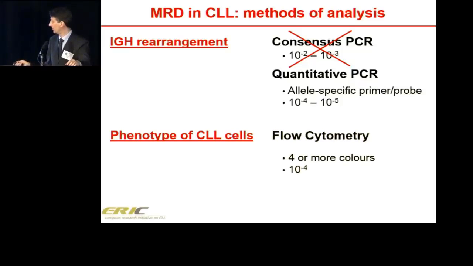For the flow cytometry technique, again, many studies have been done with two-color staining, the classic CD19, CD5 staining, and those are again not reliable because they cannot reach a threshold lower than 10 to the minus 2. So nowadays, at least a four-color technique should be used to reach 10 to the minus 4.